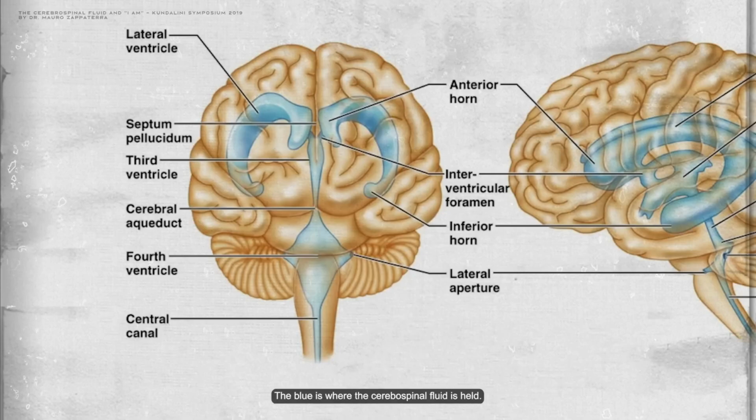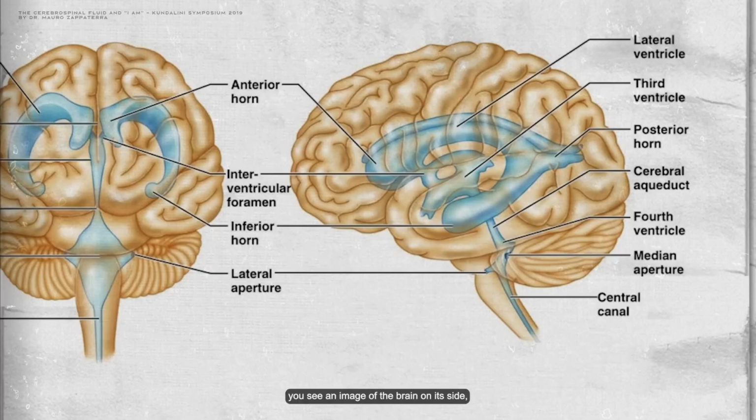The blue is where the cerebrospinal fluid is held. On the right, you see an image of the brain on its side, as if it's looking to the left. Those are the ventricles as they appear inside the brain.